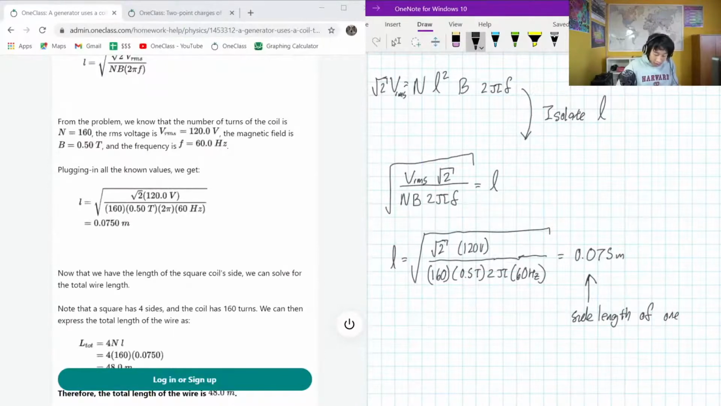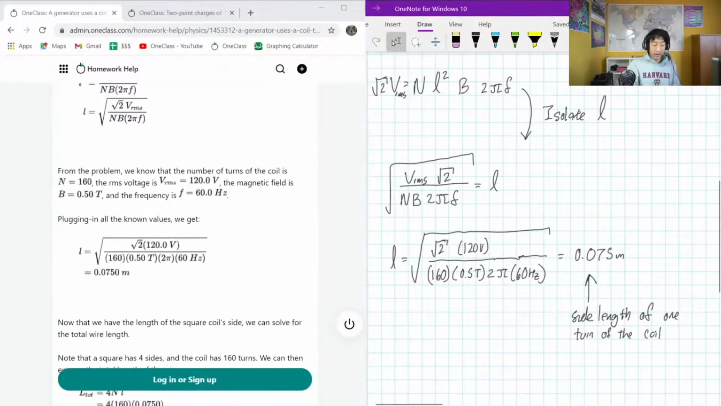Okay, so this is the side length of one turn of the coil. The total length of the coil, as we can see here, is like, actually, I think I have a pretty good model here, because I actually do have some real life wires and kind of show what's going on here. So let me make my camera a little bigger for a second.